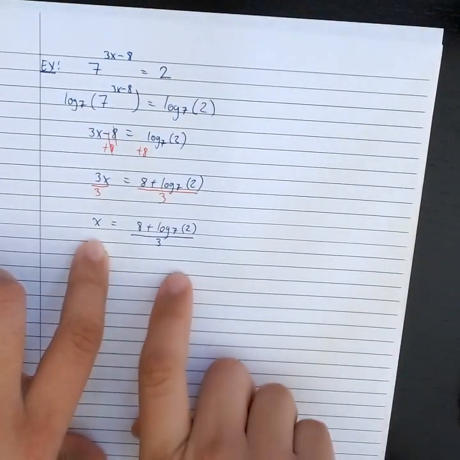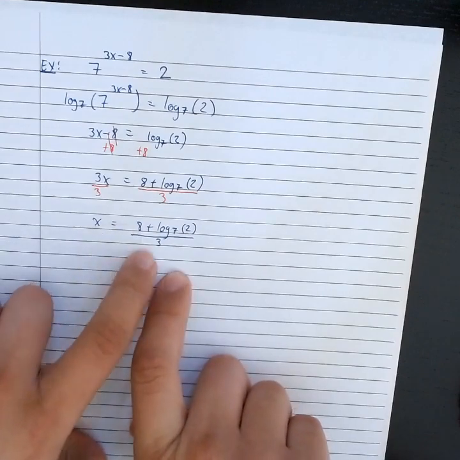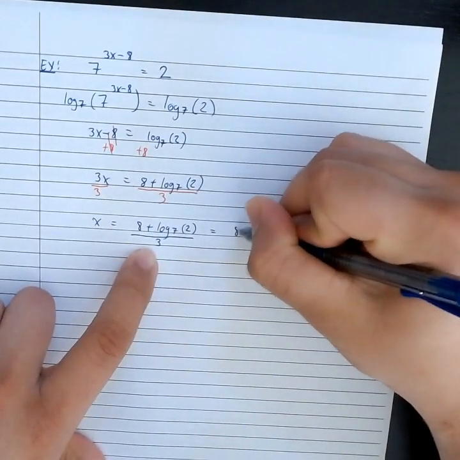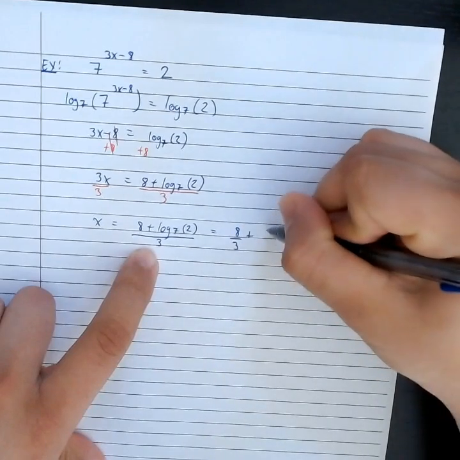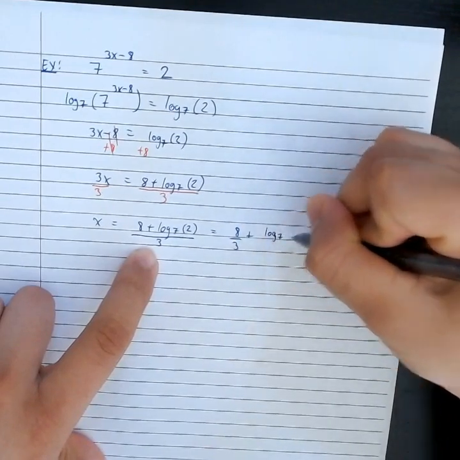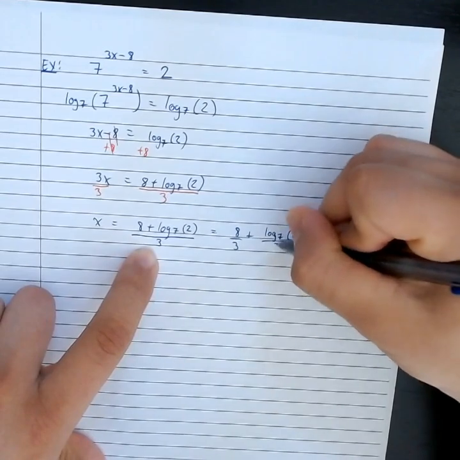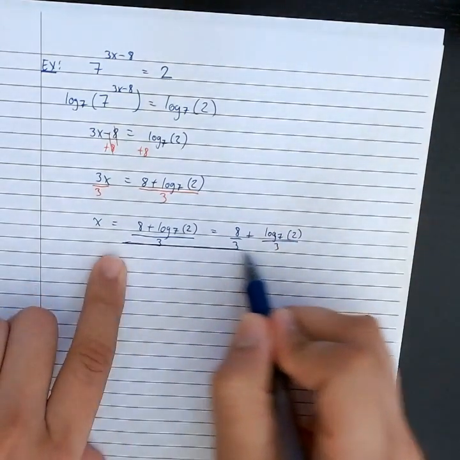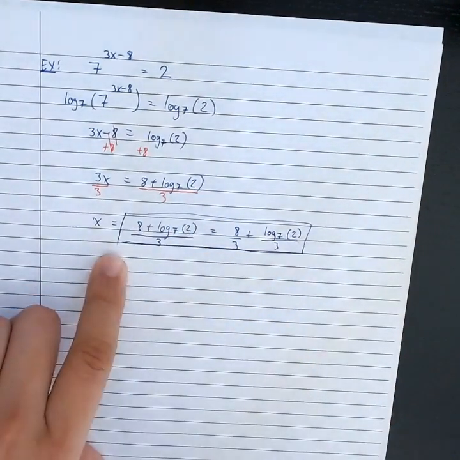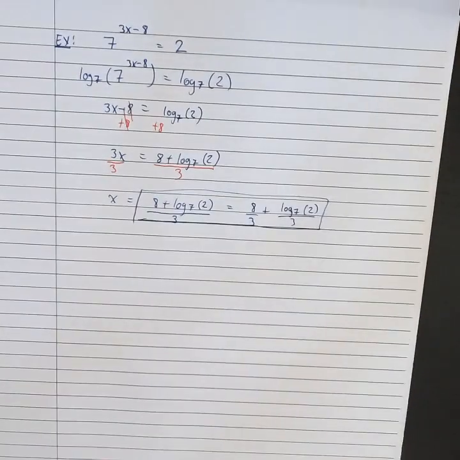Some people prefer to separate this. Some people will write this as 8 over 3 plus log base 7 of 2 over 3. That is also correct. Either of these is acceptable. Either of these is a good answer. All right. So that's our solution.